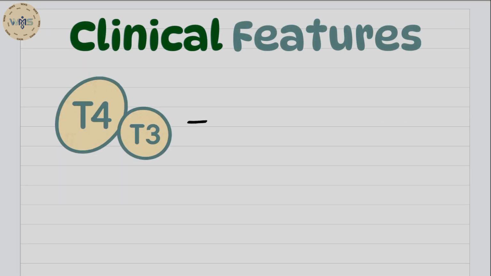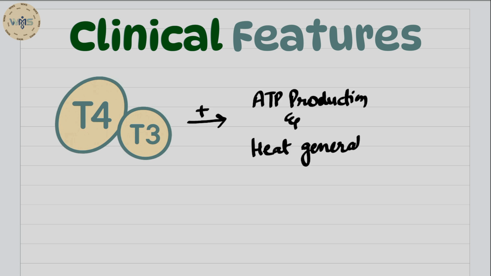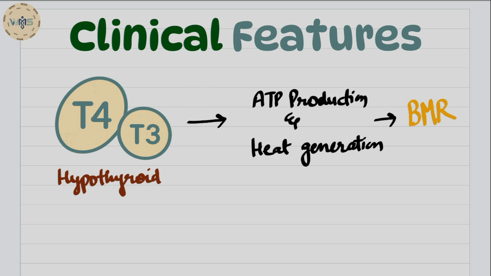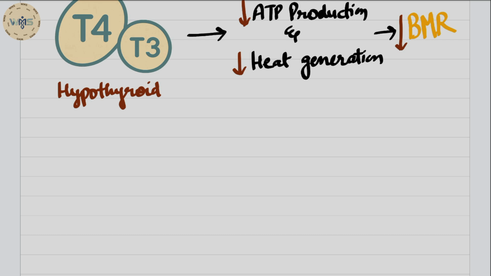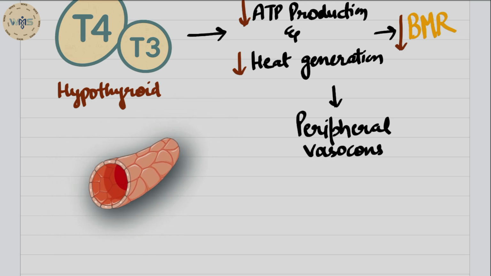Normally, thyroid hormones increase the metabolic activity by stimulating ATP production and heat generation, thereby maintaining the body's basal metabolic rate, that is BMR. In hypothyroidism, due to deficiency of thyroid hormones, both ATP production and heat generation are reduced. This leads to decreased BMR and overall heat production. To conserve the little heat that is produced, the body responds with peripheral vasoconstriction.